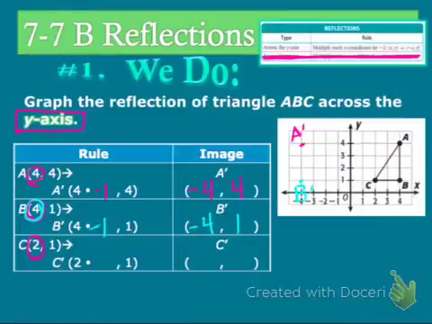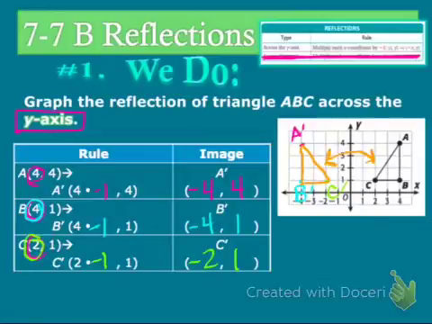And then my last point is my C, originally at 2, which is going to be multiplied by -1. So I get -2, 1. So instead of going to +2, I'm going to walk to -2 up to 1, and there's my point for C prime. So when I connect my dots, you can see that my reflection is just a mirror image of what we had over there.